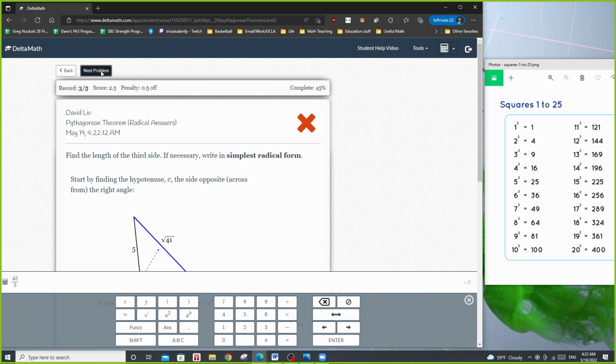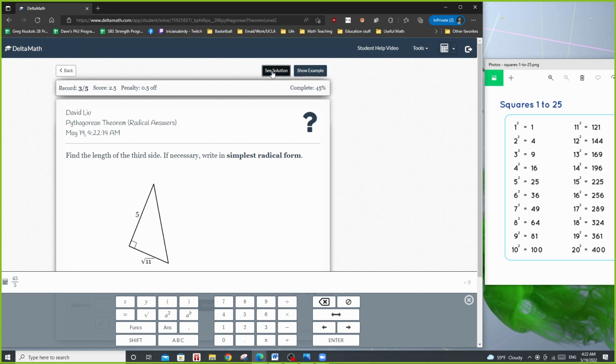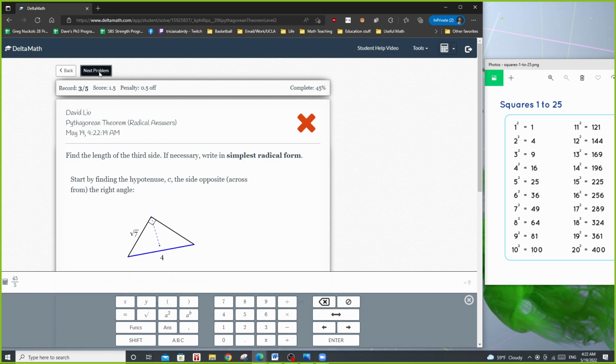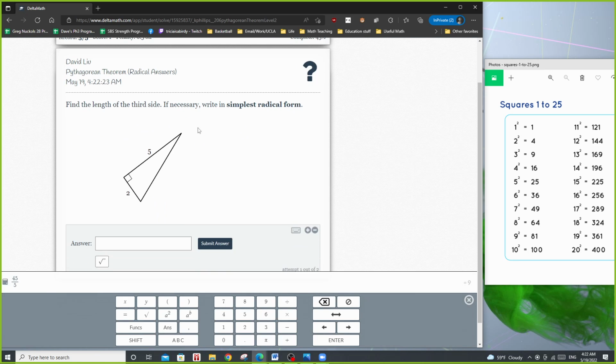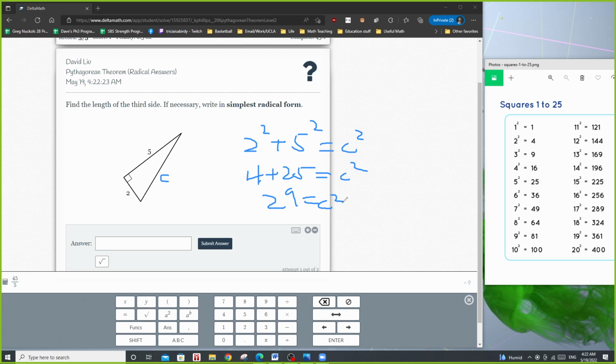Let's look for the last type of problem, the second type of problem, so we can do it again, okay? These are all not what I'm looking for. All right, this is the type of problem I'm looking for. So I set up my equation. These are the legs. This is hypotenuse, so 2 squared plus 5 squared equals c squared. 4 plus 25 equals c squared. 29 equals c squared, okay?